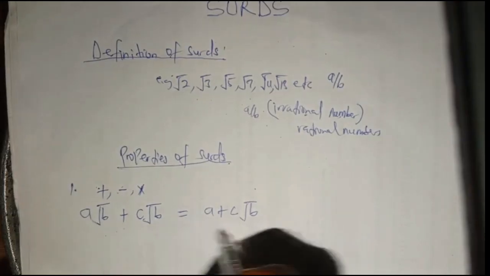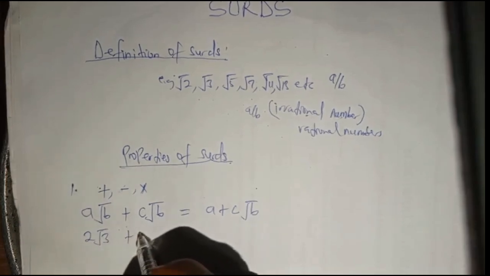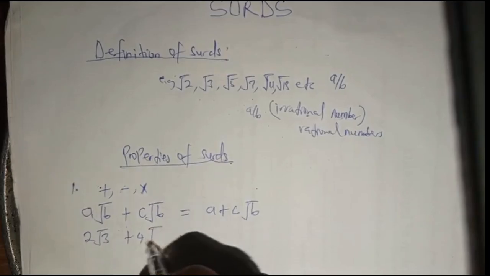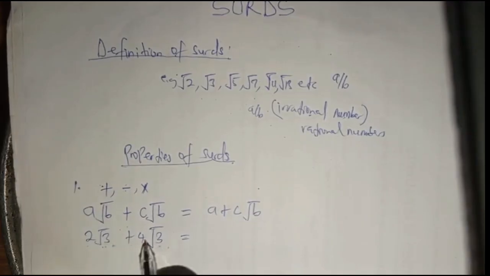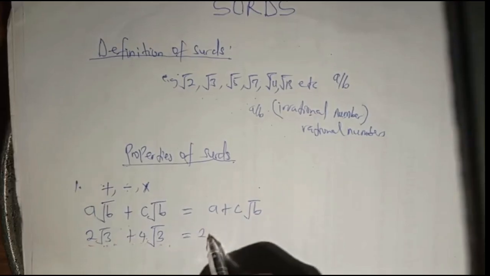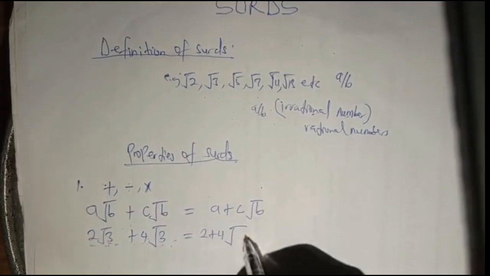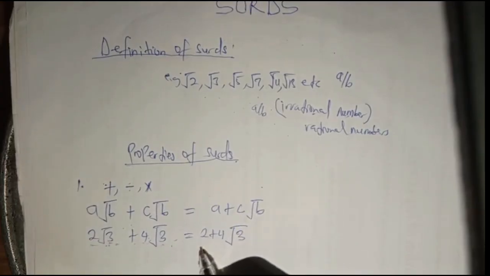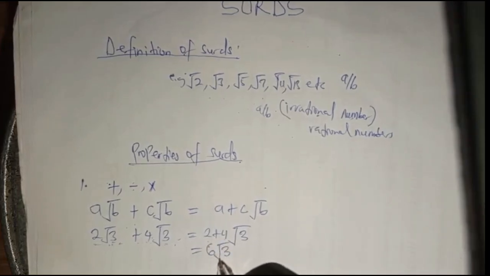For instance, 2 root 3 plus 4 root 3. The roots are similar, so go ahead and add them. 2 plus 4, then take only one root 3. Then 2 plus 4 is 6 root 3.